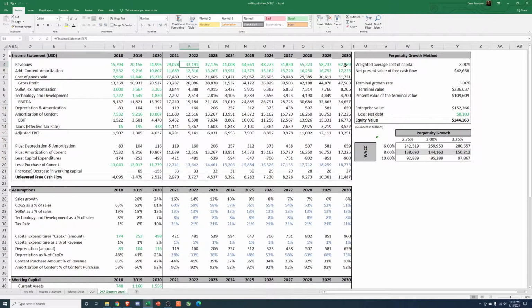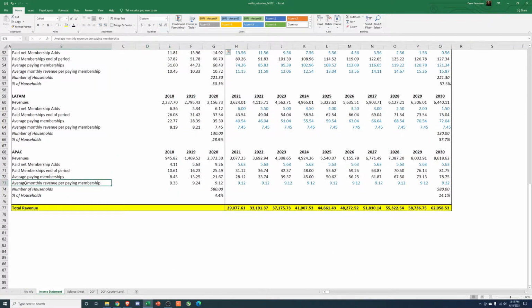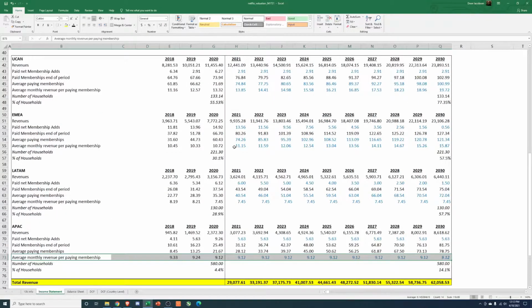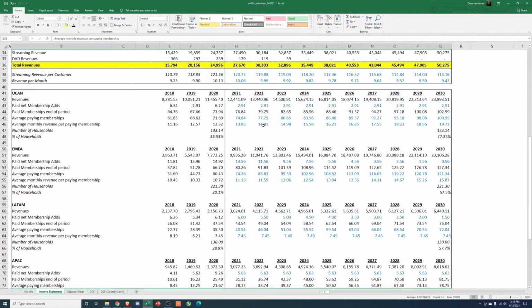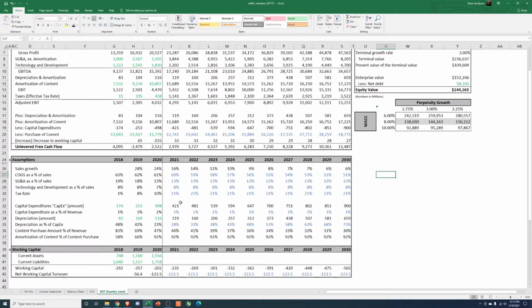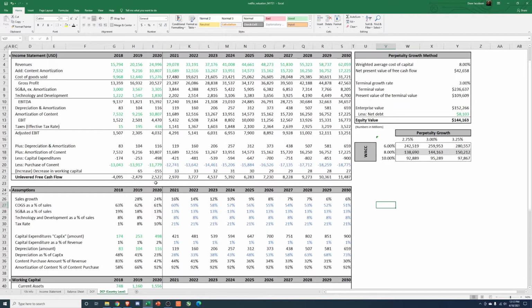So yeah, at the country level you get 144 billion, and we could even refine this more, right? You could go look at average monthly revenue per paying membership. We had it holding flat for a lot of these, so you could obviously assume more growth on some of these aspects, or you could come in here and look at the content acquisition costs.